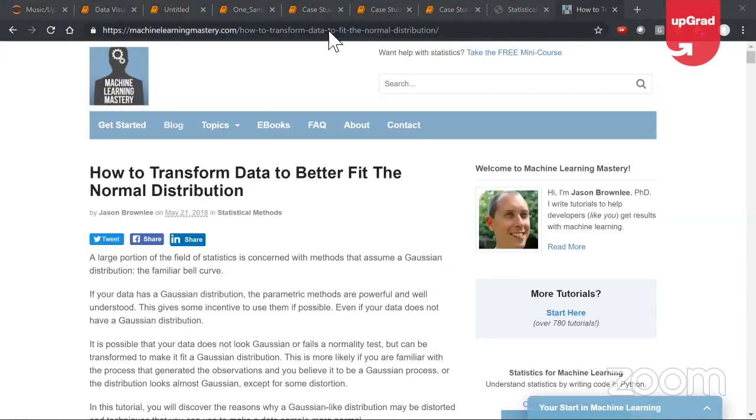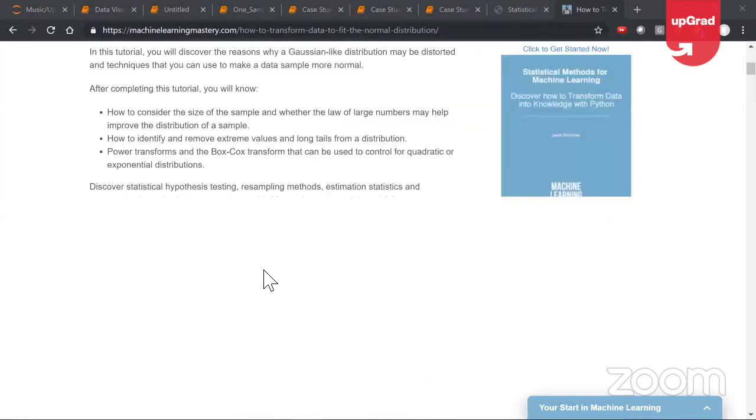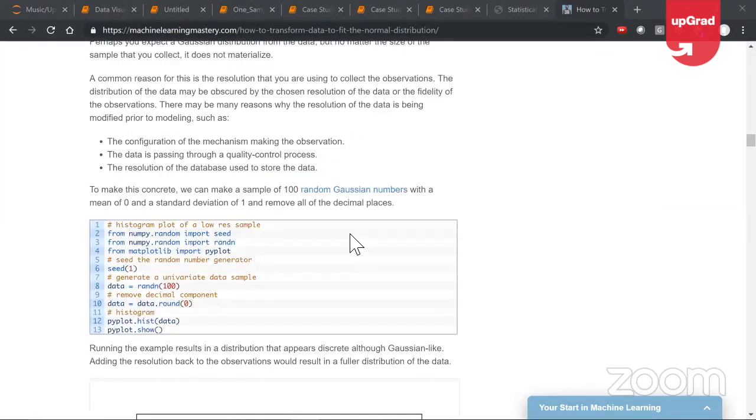Machine Learning Mastery is a good blog. Towards Data Science is another wonderful blog to keep yourself updated with what's happening around data science. So please don't be limited to textbooks, as I always like to say. Textbooks and your course content are one way to learn.